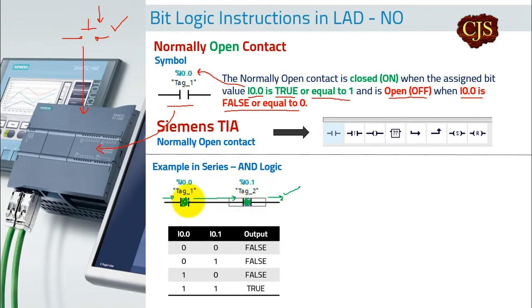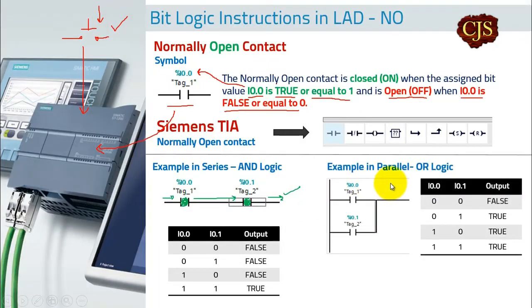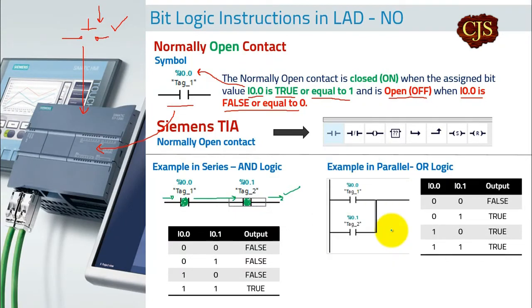Another example is parallel connections. You can also connect contacts in parallel. As we have seen in the last lesson on branches, we have connected two NO contacts in parallel, and if you see their logic, if both are false, there will be no output, because there is no signal coming from any of these contacts.